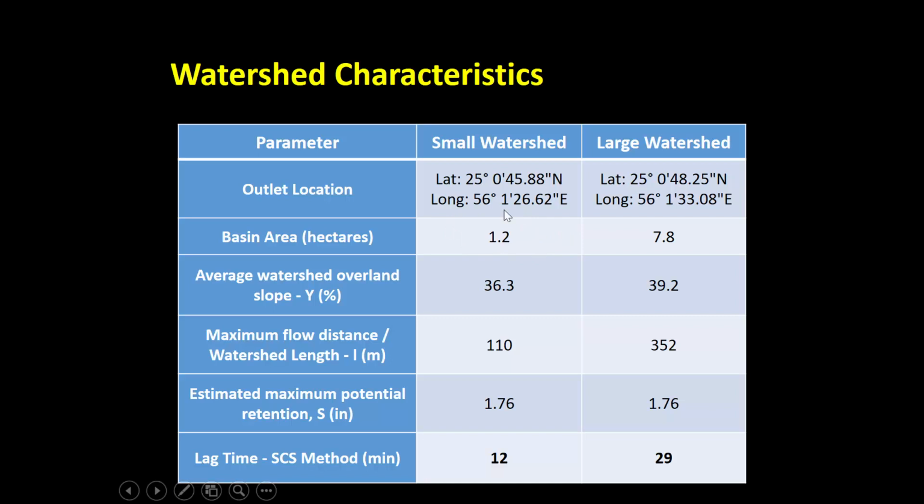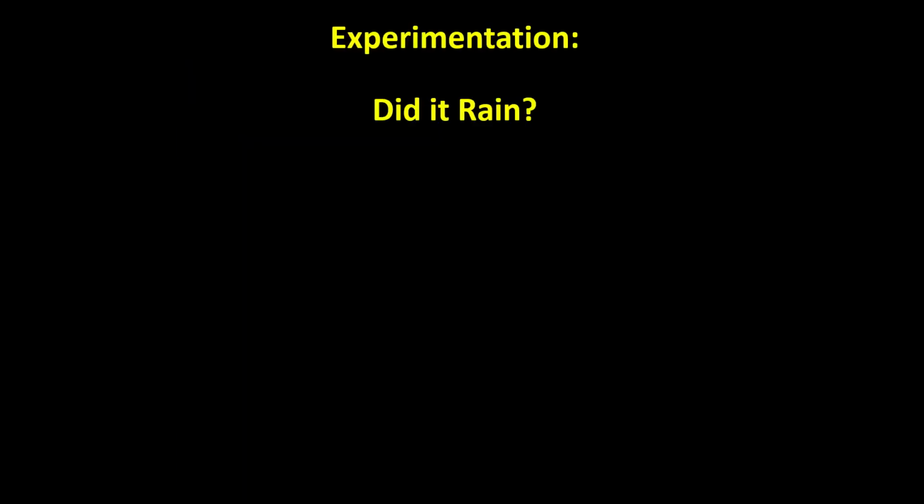One was pretty small with an area of 1.2 hectares, the other 7.8 hectares. They were fairly steep slopes within the range of what we might see here in this area. And when I put it through the NRCS method for measuring the lag time, this is what it would estimate: 12 minutes for the small watershed, about 30 minutes for the large watershed. Remember, what goes into that is the curve number and the slope of the watershed.